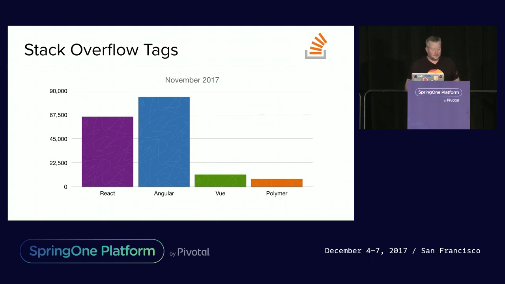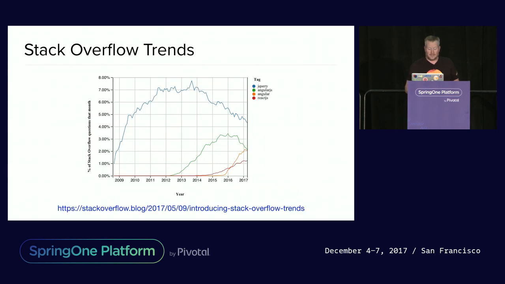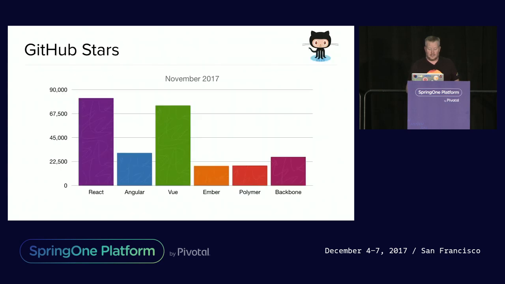Stack Overflow tags, a lot of people have problems with Angular. That's why they're asking questions, maybe? I don't know. But they have had one of the biggest growth that's happened. So there's an article that I'll point to later. This is also jQuery and AngularJS. You can see that they certainly peaked on Stack Overflow about 2013, 2014. And Angular and React have been on the rise.